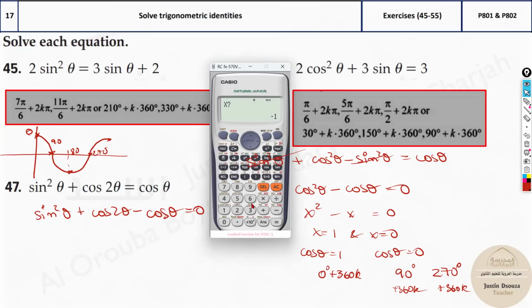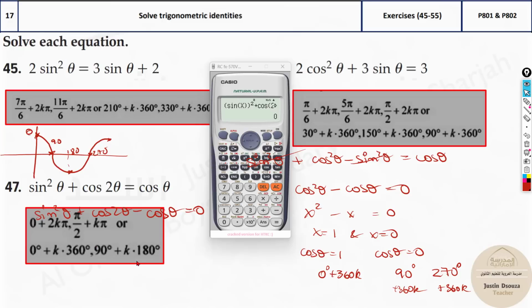Let's start with calculating at 0. Yes, we are getting 0. That's correct. Let's calculate at 90. We are again getting 0, and we should do at 270. It will be 0. So now these are the answers. Since they have not asked us to solve in radians or anything, you can just leave the answers like this.